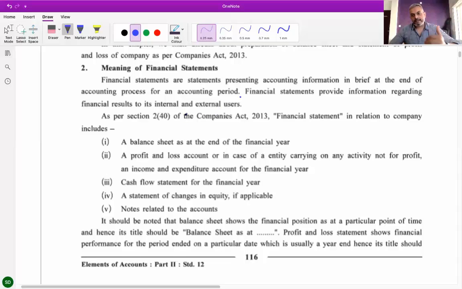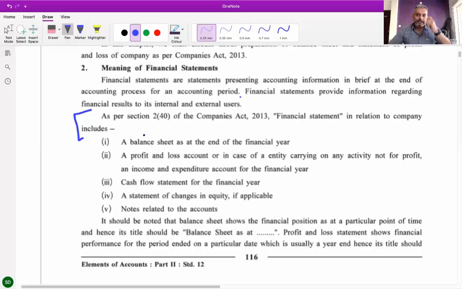Now, internal users, that is the company's employees and management, and external users, that is shareholders, creditors, investors, as per section 2 subsection 40 of the Companies Act. This is important. Financial statement in relation to a company includes... So what exactly are the financial statements of a company?